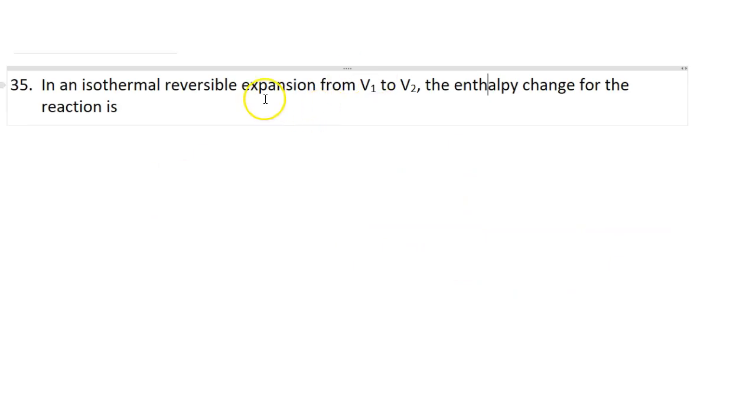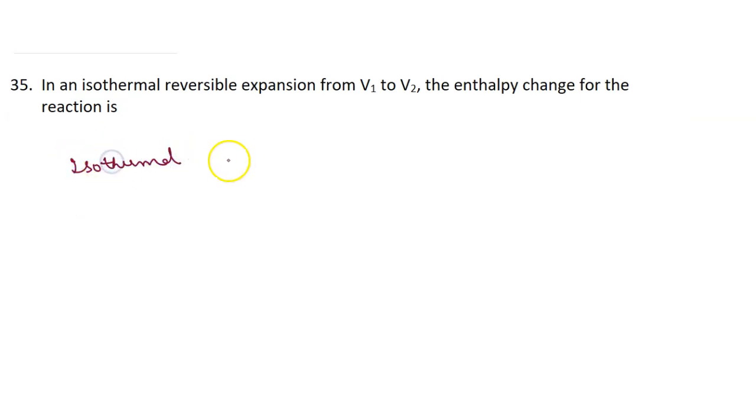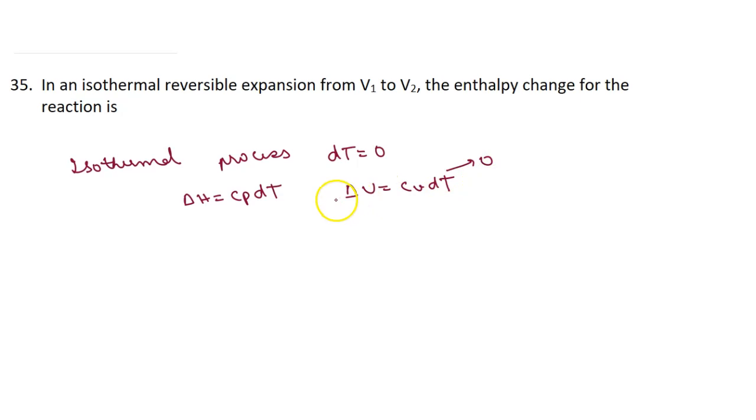In an isothermal reversible expansion from V1 to V2, enthalpy change for the reaction is. We know in the isothermal reversible process, dT is 0. So if we write del H in terms of Cp dT and del U in terms of Cv dT, now if dT is 0, so change in internal energy and change in enthalpy both are 0. So in one option delta H is equal to 0 was given, that was the correct answer.